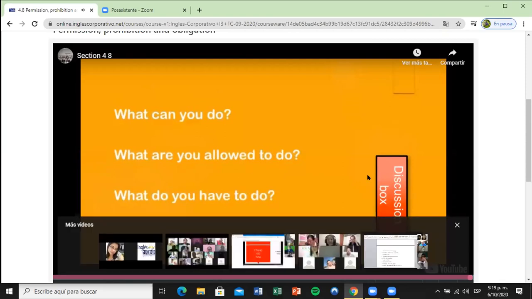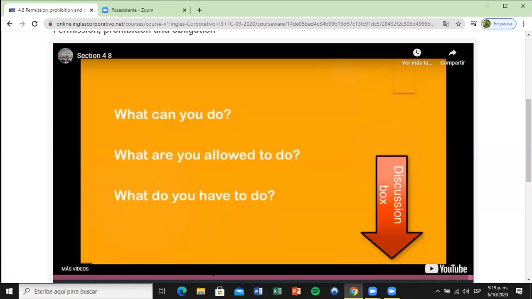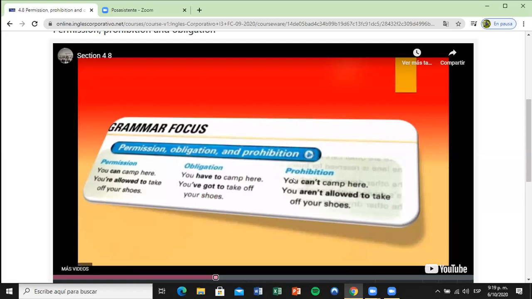Okay, so the important information we're looking for is right here. Permission, obligation, and prohibition. Permission is you are authorized or permitted to do something. Obligation is you don't have an option. This is necessary to do, okay? And prohibition means you are not permitted to do. So like in El Salvador, you can't smoke in the restaurants, or you aren't allowed to smoke in the restaurants. This is prohibition, and we use can't or aren't allowed to.